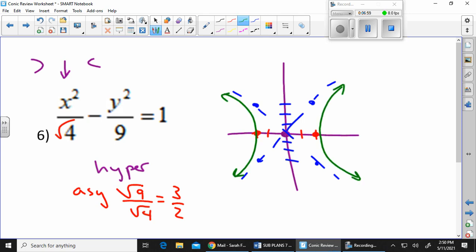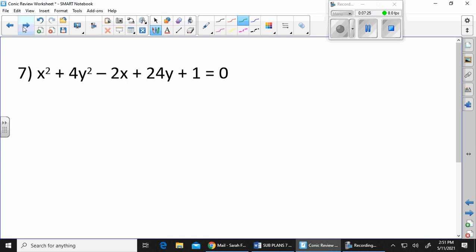And then my foci to be inside, c squared is a squared plus b squared. So 13, square root of 13, which is, again, it's got to be 3 point something. So you put those, and you would tell me the decimal. Okay, 7. So now you have 4 that are not in standard form.